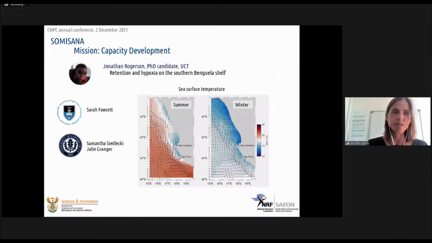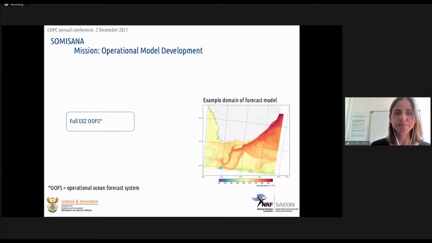So an example of one of these students who is currently using the CHPC is Jonathan Rogerson, who is developing a high-resolution ocean model of the southern Benguela region, which will eventually be coupled to a biogeochemical model to understand the role of retention on hypoxia on the southern Benguela shelf, where lobster walkouts periodically occur, famously in Elands Bay, due to the low oxygen.